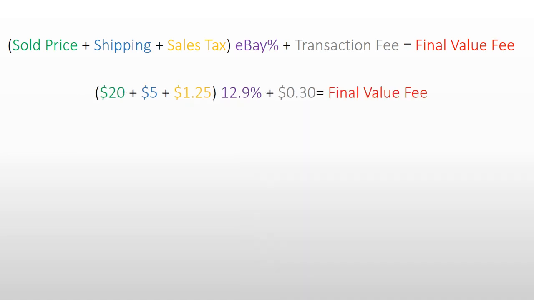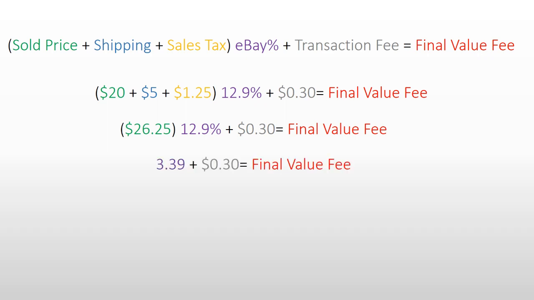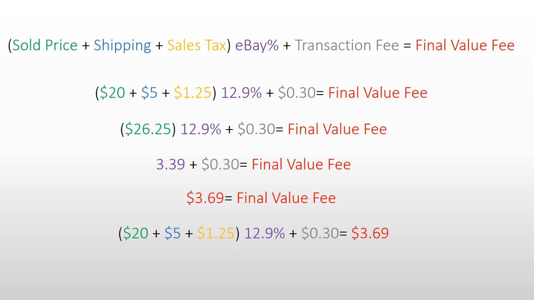So when we crank these numbers out, when we add up what the buyer paid in total, we get $26.25. Now we're going to multiply that by that 12.9%. That gives us $3.39. We're going to add the 30 cents transaction fee to that for a total of $3.69. So in this example, we took the total of what the buyer paid, we multiplied it by that percentage fee, added the transaction fee, and we were left with $3.69 for our final value fee. And it is that simple. That is how you calculate your eBay final value fees.